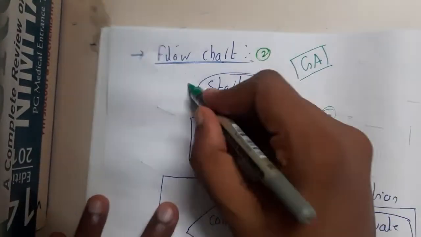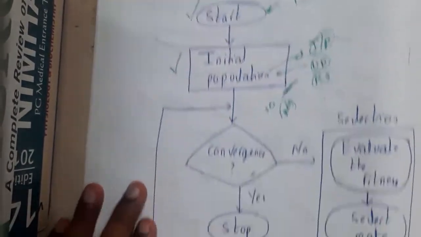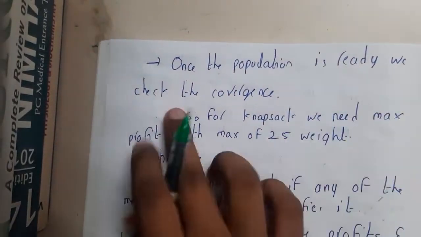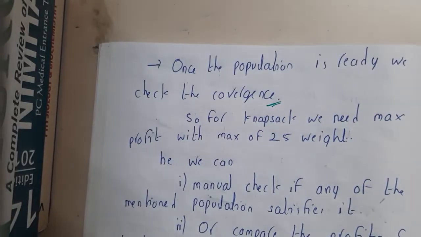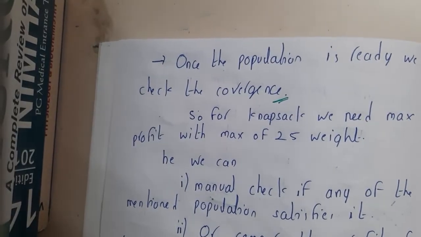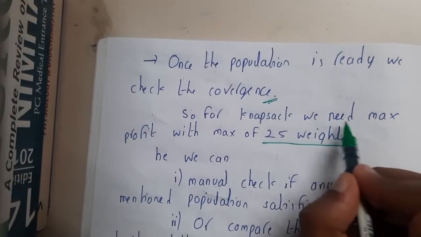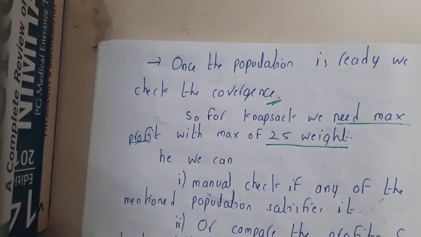Okay, so now you got the population, right? You started, you got the population. Your next step will be convergence. Once the population is ready, we check for convergence. So in knapsack, what is our goal, guys? We can carry a maximum of 25 kgs, and we need the maximum profit. That is our goal.